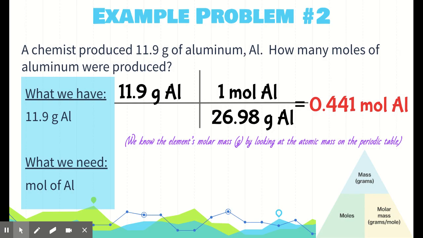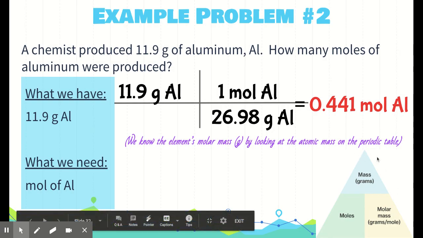Notice I do have another little triangle down here, so this might be helpful in figuring out how to divide or multiply if you need to.